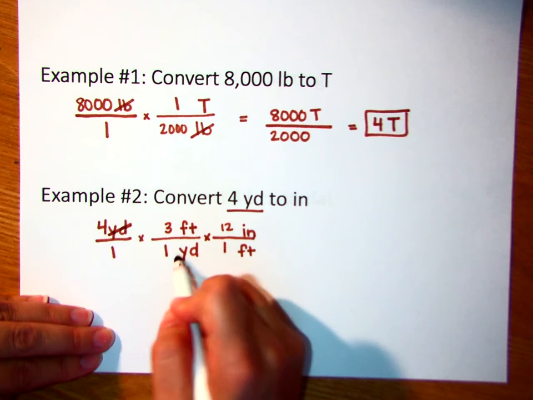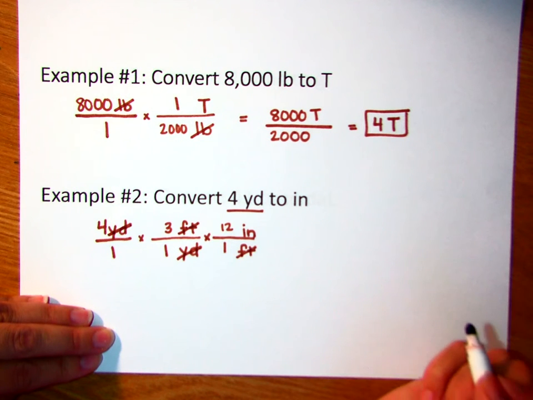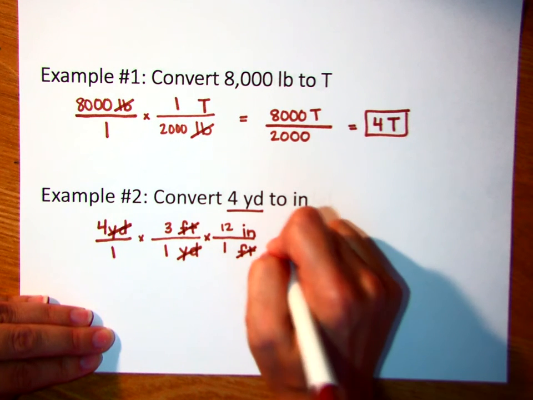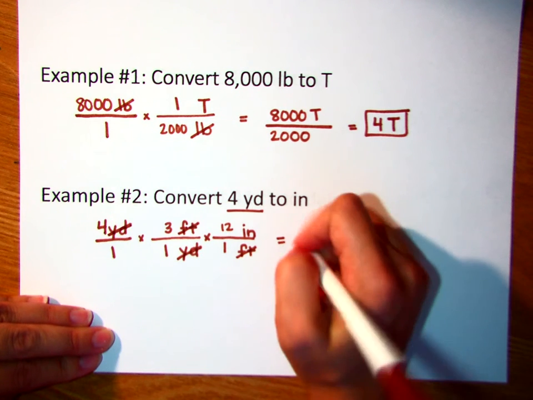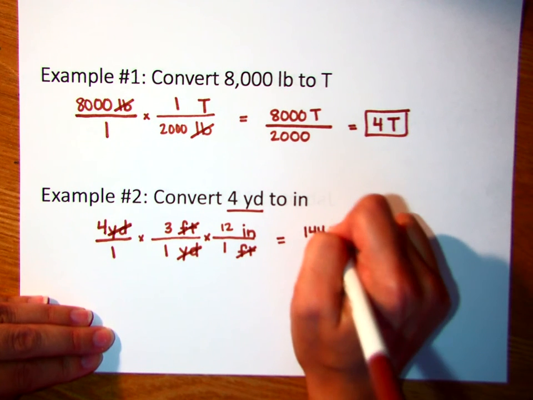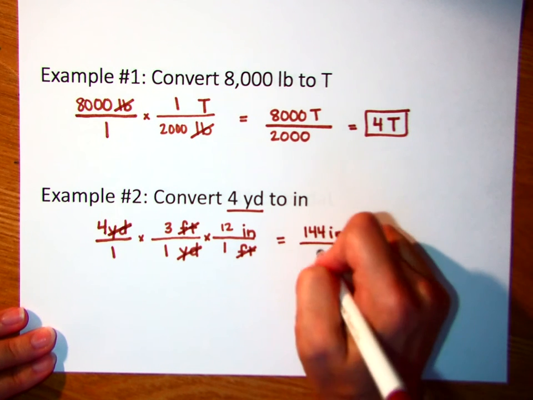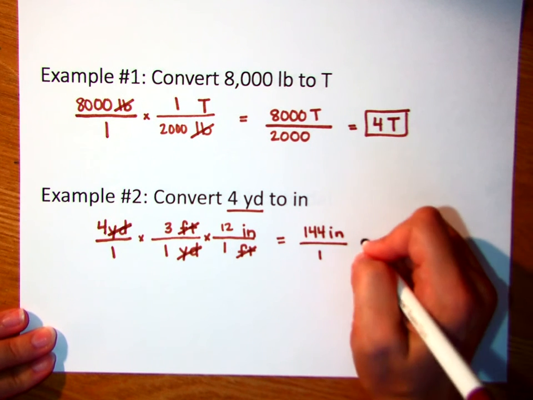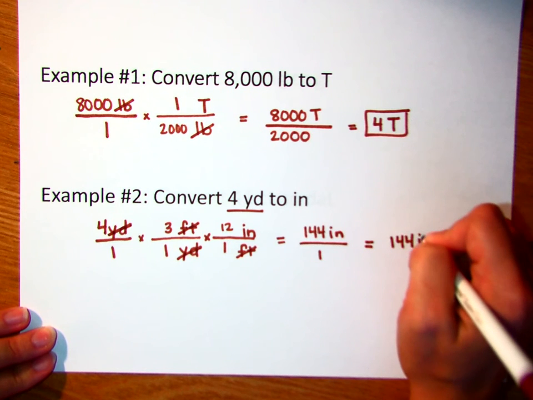The yards are in the diagonal, so they cancel. The feet are in the diagonal, so they cancel. All I'm left with is inches, so I'm ready to multiply straight across. 4 times 3 is 12. 12 times 12 is 144, and that inches is on top with it. All of that over 1 times 1 times 1, which is 1. Well, that's silly. We wouldn't leave it like that. 144 divided by 1 is 144 inches.